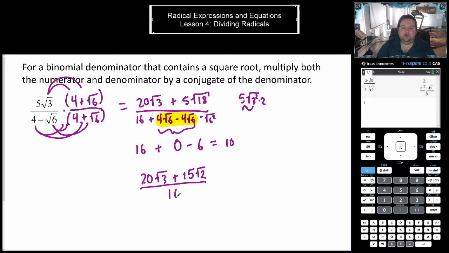And the denominator was 10. Easy. Maybe. All right.